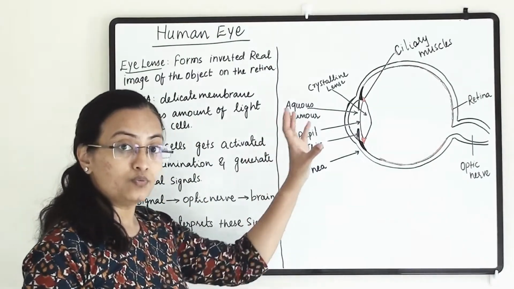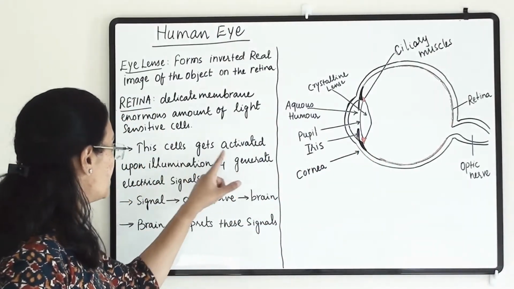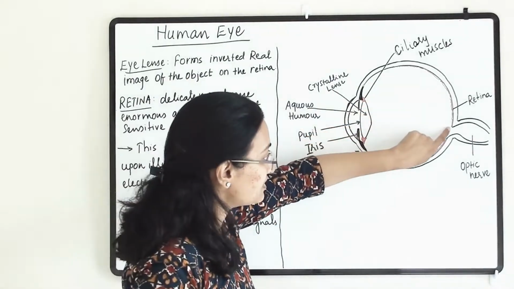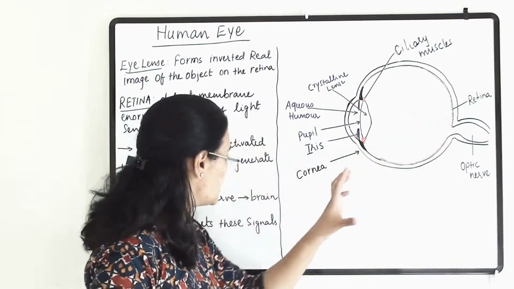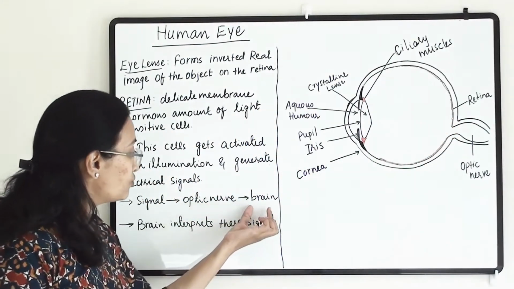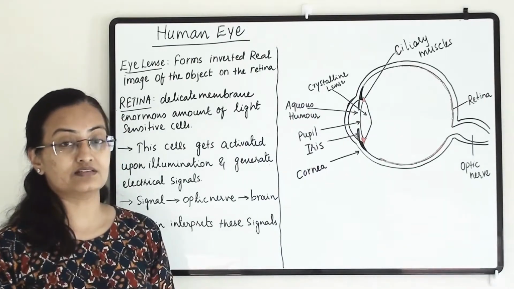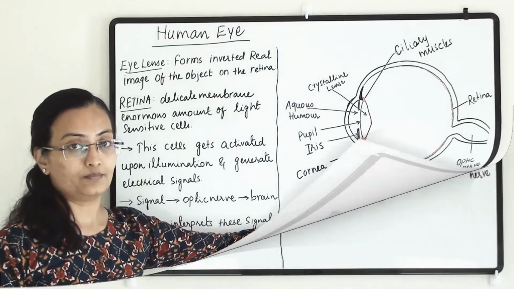Once the light enters and falls on the retina, the cells get activated and generate an electrical signal. This electrical signal will travel via the optic nerve. This optic nerve signal will go to the brain, where the brain will interpret this signal and tell us what the object is. So that is how the eye works.